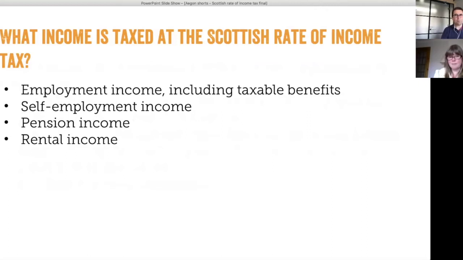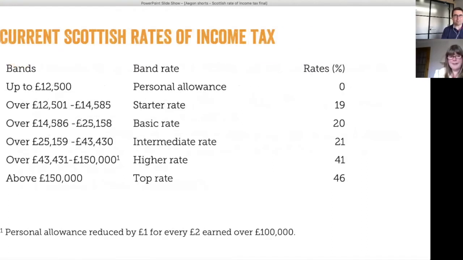Okay, and there are a few more bands and rates in Scotland than there are in the rest of the UK, aren't there? That's right. We've got effectively 5 bands in Scotland, and 5 rates of tax in Scotland, as opposed to the 3 that there are in the rest of the UK. We have, obviously, the personal allowance is retained, so that's the same regardless of where you reside in the UK. So it's the Westminster Parliament that sets the personal allowance.